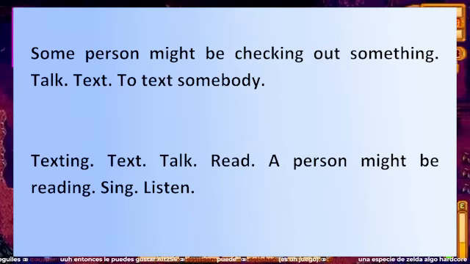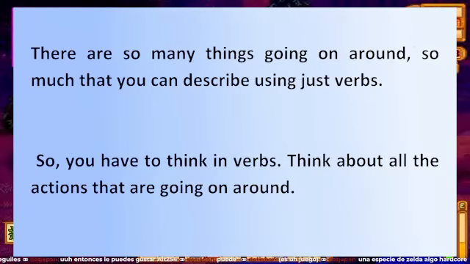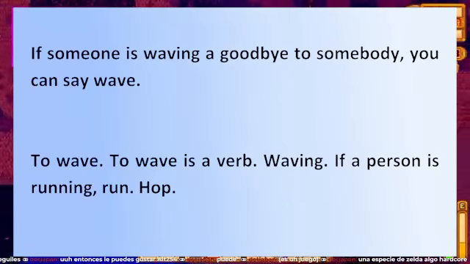Talk. Text. To text somebody. Texting. Text. Talk. Read. A person might be reading. Sing. Listen. There are so many things going on around, so much that you can describe using just verbs. So, you have to think in verbs. Think about all the actions that are going on around. If someone is waving a goodbye to somebody, you can say wave. To wave. To wave is a verb.